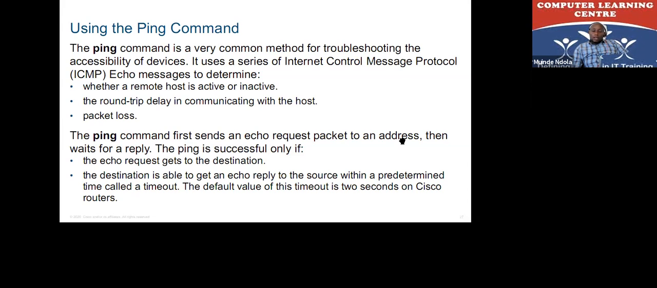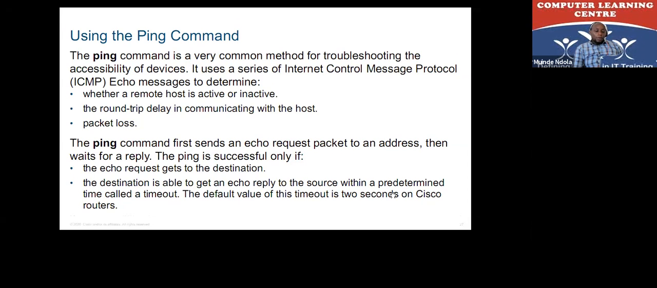When you get unreachable, destination network unreachable, it means that your problem is to do with routing. That means there's a problem with the routing, and you need to check on your routing.